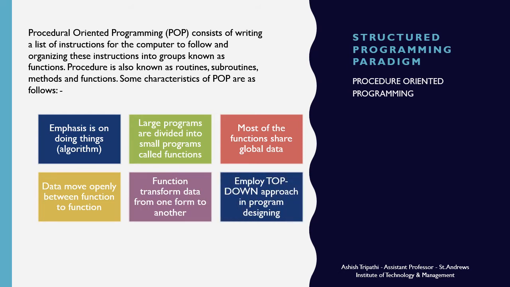Procedure-oriented programming is a way in which large programs are broken down into a set of instructions called functions. A call is made to each function, and after executing all of them, the program ends. Some of the characteristics of procedure-oriented programming are: it mainly focuses on the algorithm. Do you know what an algorithm is? It is a step-by-step solution of a problem.